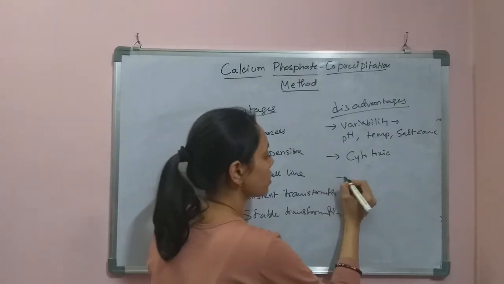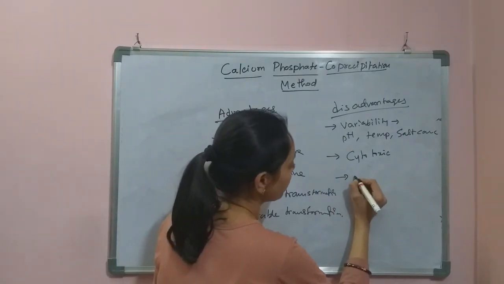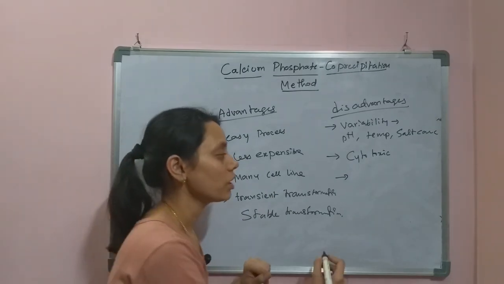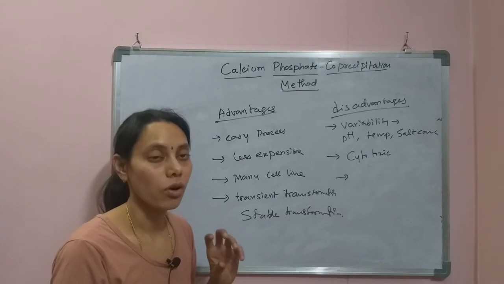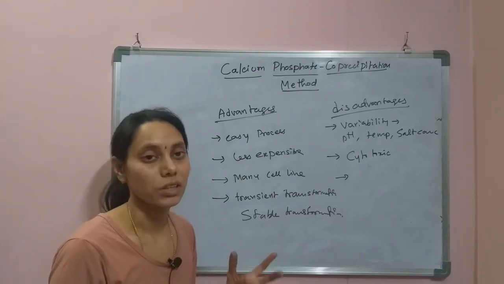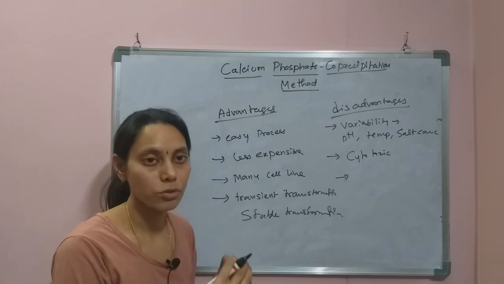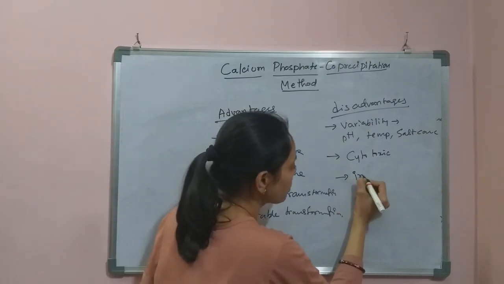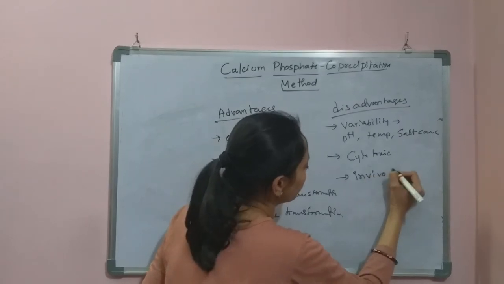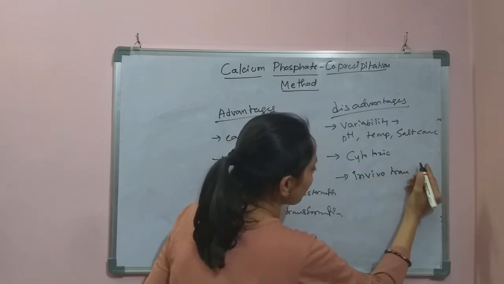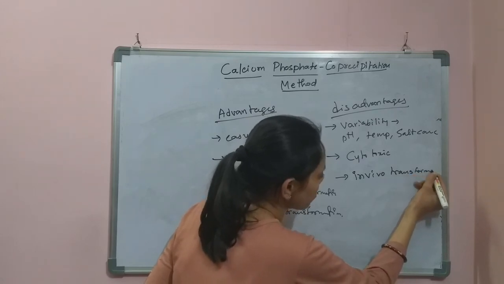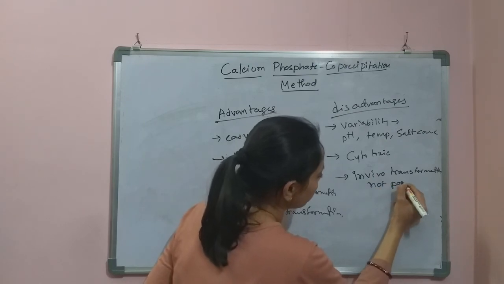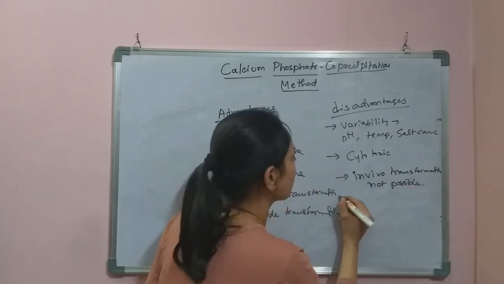Coming to the next disadvantage, it is basically a method that is applied only for the cell lines but not the whole organism. If we want to transform a whole organism, that is not possible. We cannot directly introduce a gene into the full grown organism, or else we can call it in vivo transformation, is not possible with this method.